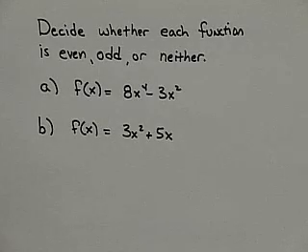So the last two terms we need to look at in this section are even and odd. A function is said to be even if it's symmetrical with respect to the y-axis, and a function is said to be odd if it's symmetrical with respect to the origin. Let's go ahead and take a look at a couple of examples and determine whether or not they're even, odd, or neither. Here we're asked to decide whether each function is even, odd, or neither. In the first one, we have f of x equals 8x to the fourth minus 3x squared. And in the second one, we have f of x equals 3x squared plus 5x.